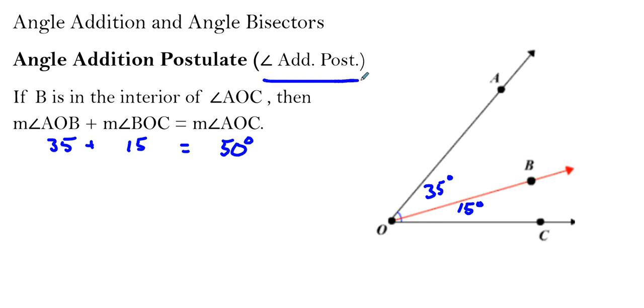Now this up here is generally how we abbreviate or kind of shorten the idea of angle addition postulate, so that when we start needing to use these in proofs and to support an argument, we can use the angle symbol and then add post. Obviously, they're going to get a little more involved than what we had right here.